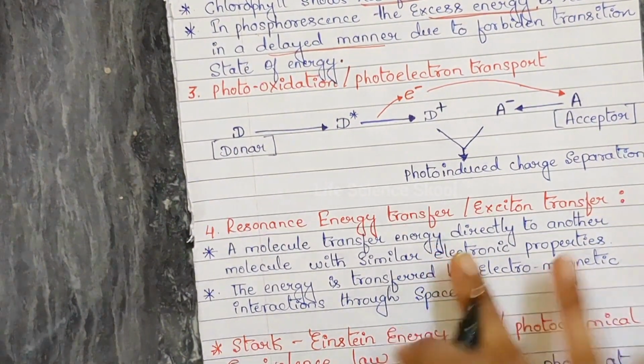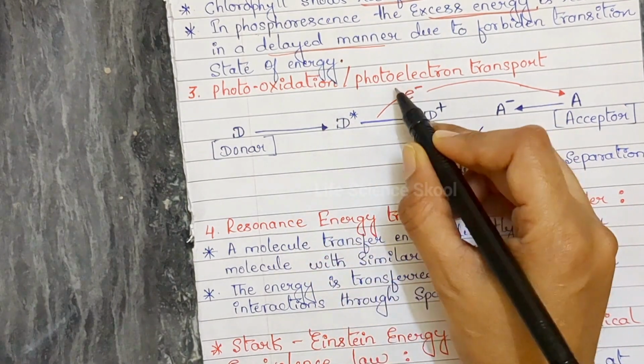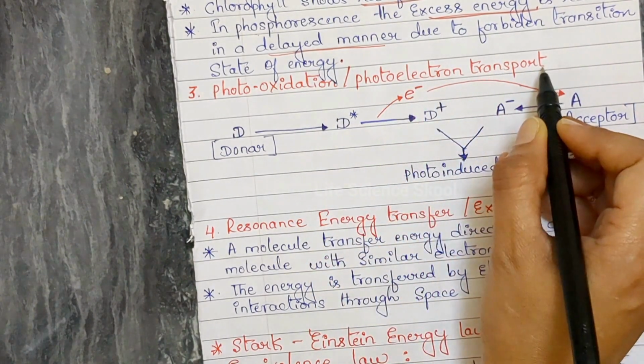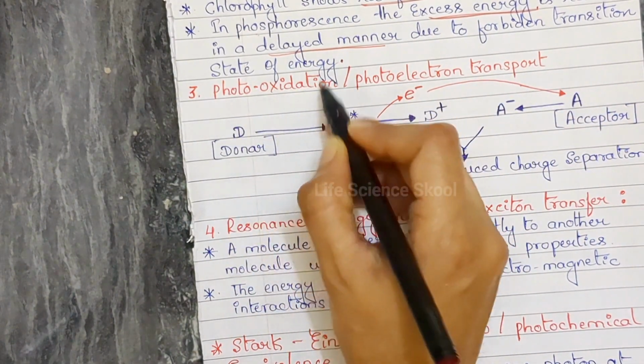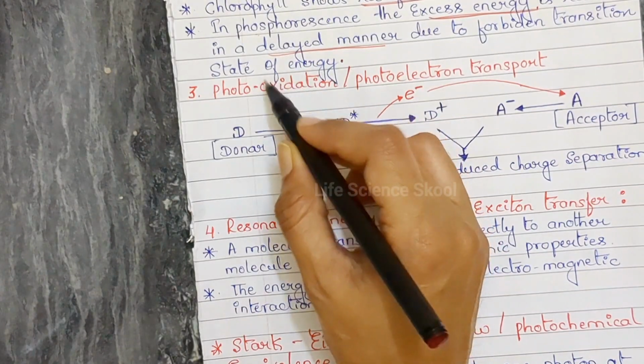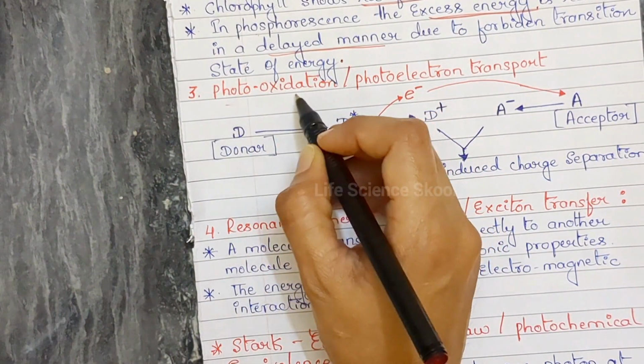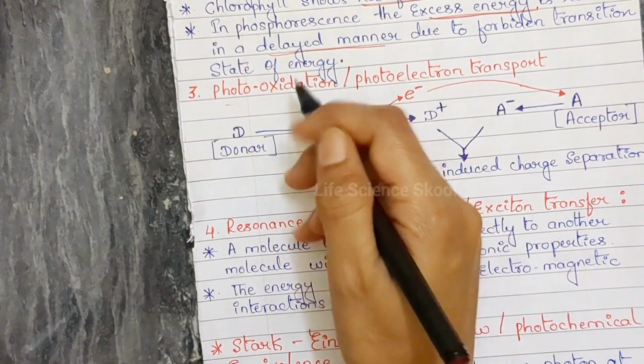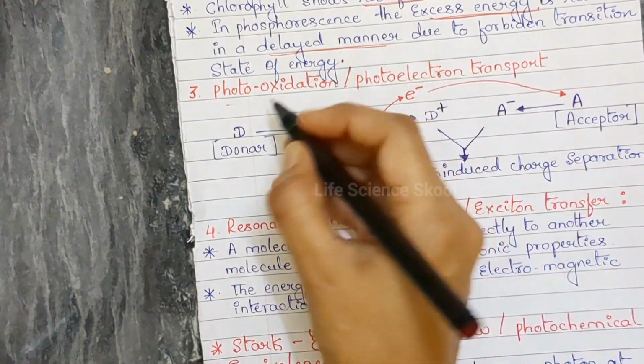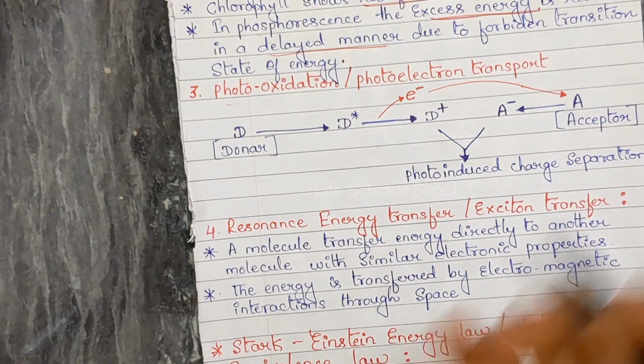Next one, moving on to the third one: photooxidation, or photoelectron transfer. As the name indicates, there is an oxidation by light. Photooxidation we can define like this: the oxidation reaction happening in the presence of light. How is it going to happen?